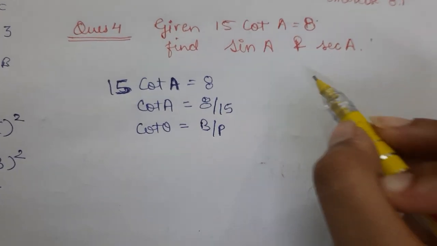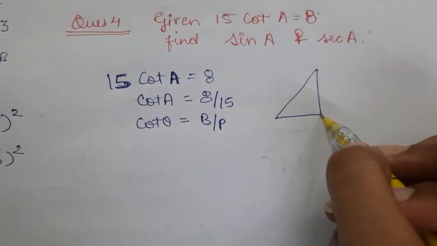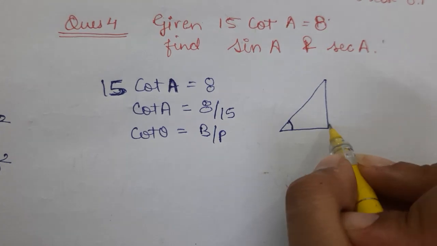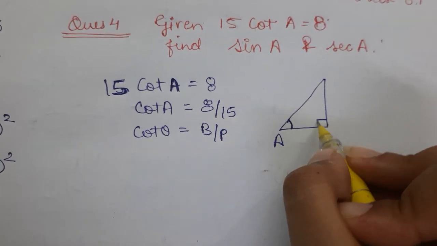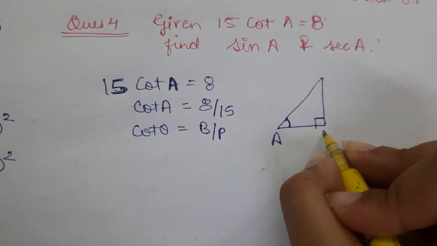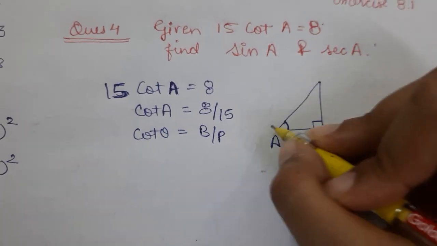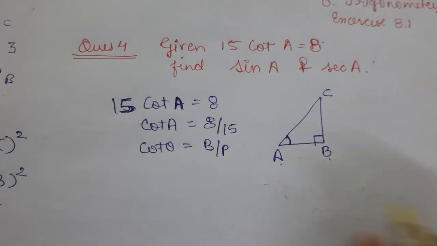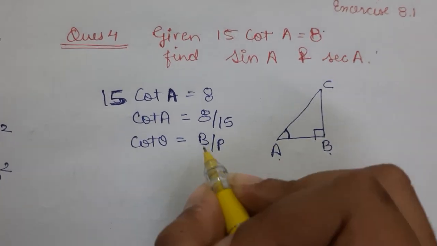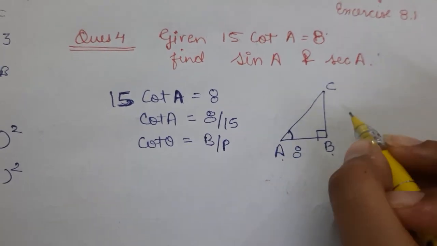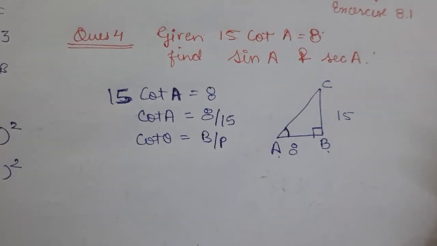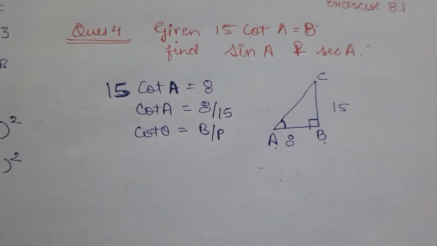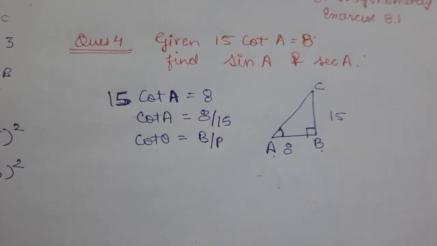So now we will draw the triangle for this cot A, as it is given as cot A. So the adjacent angle will be A. The angle opposite to the right angle is always the adjacent angle. A, B. So let's name this point as C for our convenience. Base is 8 centimeter. Perpendicular is 15 centimeter. We'll again apply Pythagoras theorem and calculate the value for AC. So let's begin it.